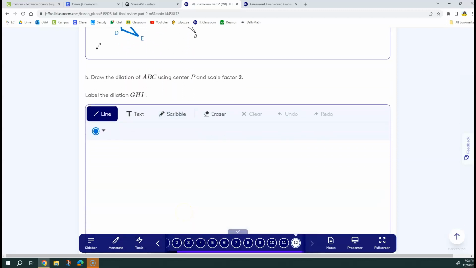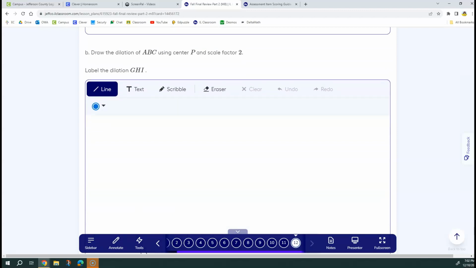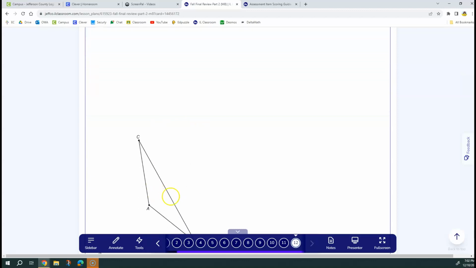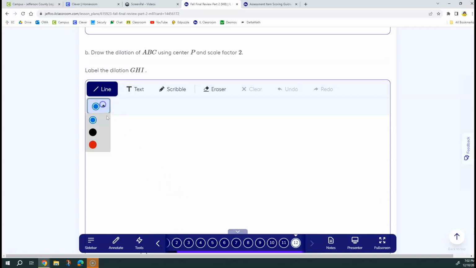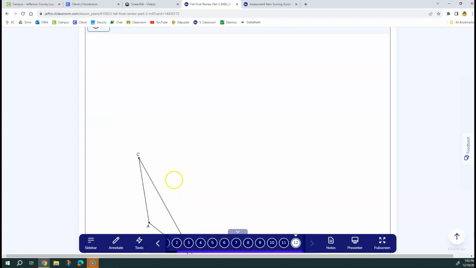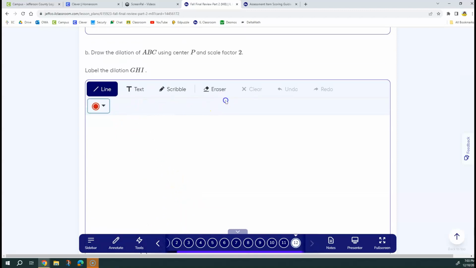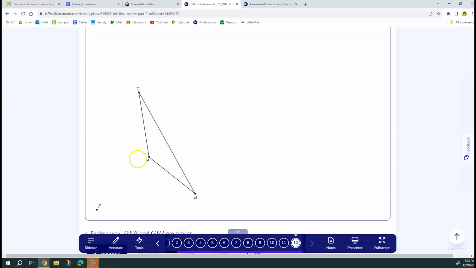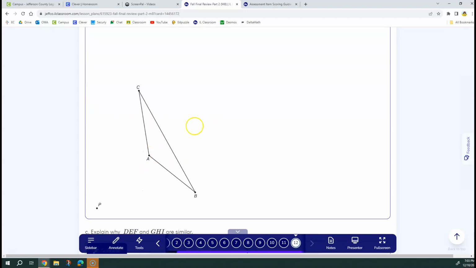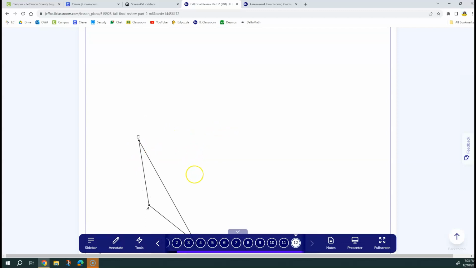Okay. So now it's saying draw the dilation of ABC using center P and a scale factor of 2. So what's going to happen? Yeah, it's going to be large. It's going to be twice as big. All right. So switch colors here. Let's find these. Interesting. So it doesn't allow us to move the lines. So we're just going to do our best here.